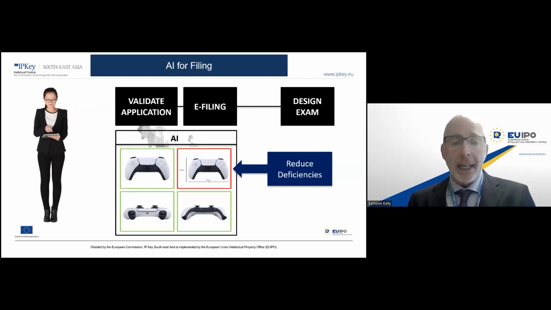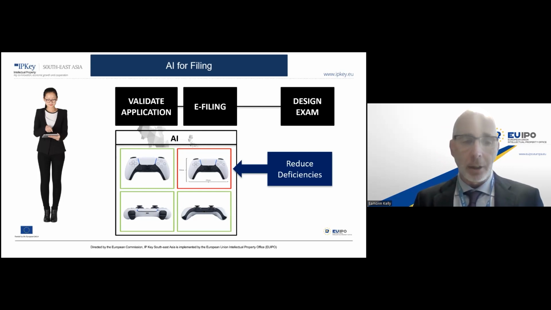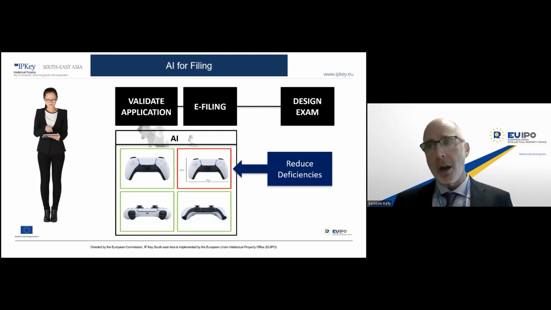Once we are satisfied, which at the moment, as I said, is work in progress, that the AI tool has correctly identified the anomalies with all of these views and design applications, we will introduce the AI tool at the e-filing level. This will then allow the applicant to see straight away on any of the views they've attached whether there is a deficiency, and to see directly what the deficiency is, essentially before they file. This will save both the applicant and, of course, the office a considerable amount of time.